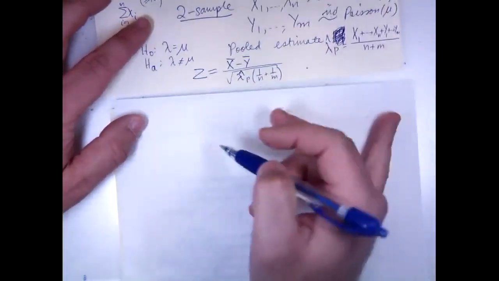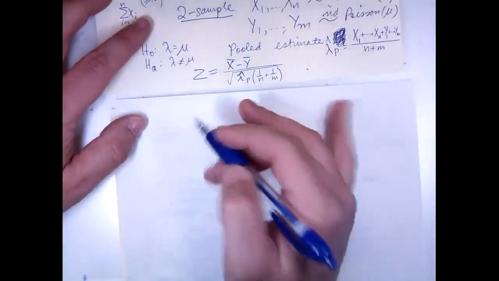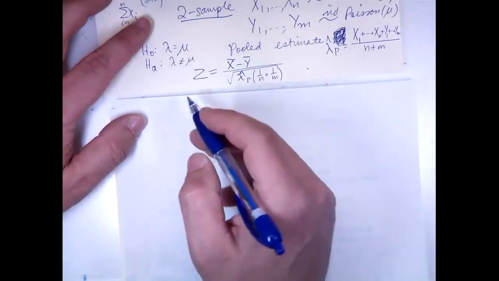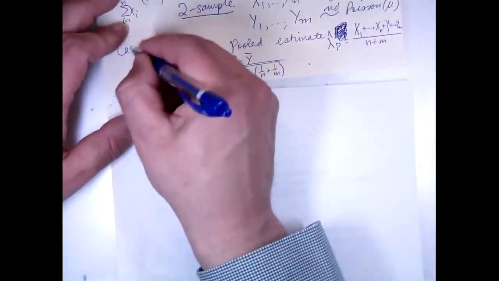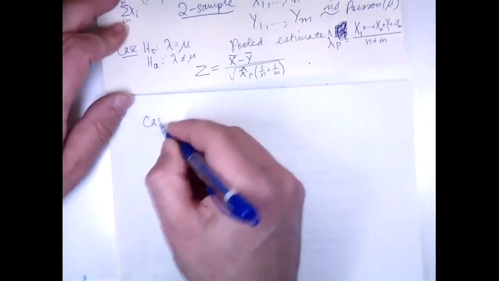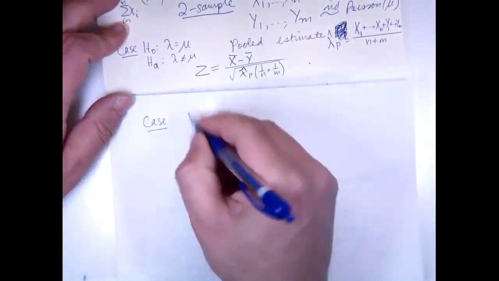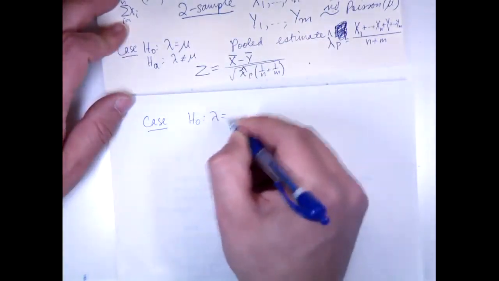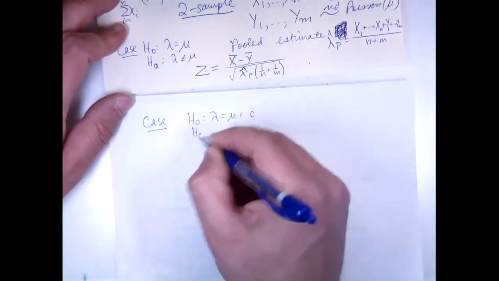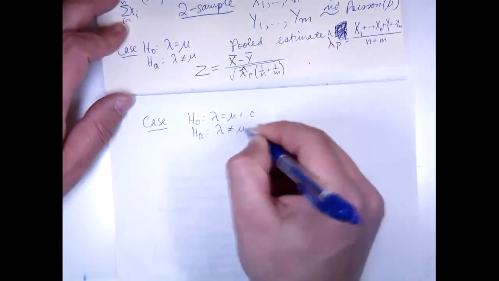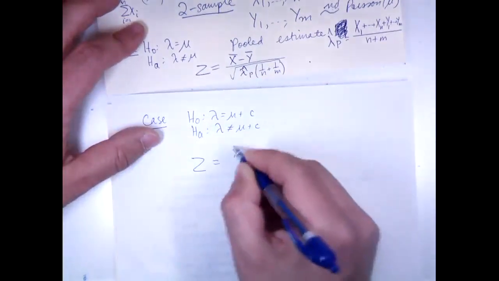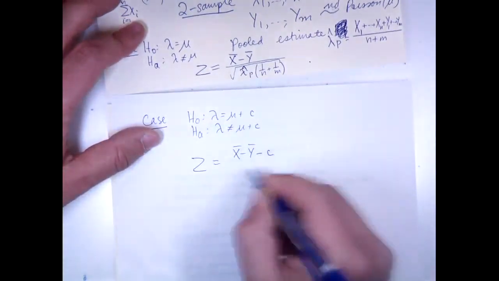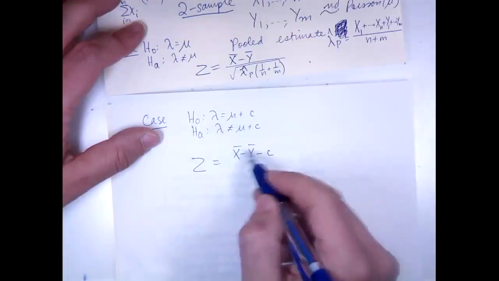So that's that. Now I guess I can do the other case as well. It's very similar to the binomial. H0: lambda equals mu plus a constant, HA: lambda not equal to mu plus a constant. You could do one-sided or two-sided, it's the same. Your Z observation would be x bar minus y bar minus that constant, because x bar is expected to be lambda, y bar is expected to be mu.